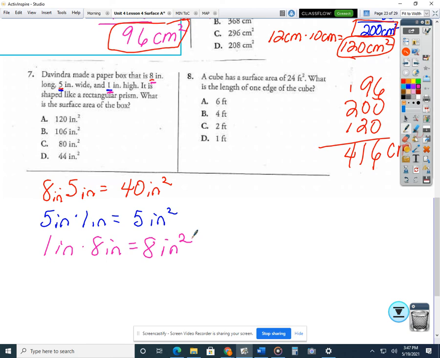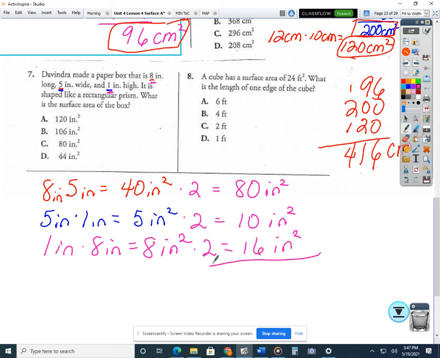All right, we can go ahead and double these and then total, or we can total and then double. Either way you work, it'll give you the same outcome. So 40 inches squared times 2 will give me 80 inches squared. 5 inches squared times 2 will give me 10 inches squared. And 8 inches squared times 2 will give me 16 inches squared. We can add all of these together and we will have 106 inches squared as our answer.